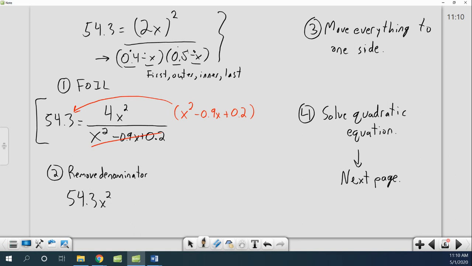Where's my calculator? 54.3 times negative 0.9 gives me negative 48.87 x's. So that's that one done, this one done. Now this one, 0.2 times 54.3 gives me positive 10.86. So this equals, and I still have this up here because I haven't done anything with it, 4x squared. Okay, we've removed the denominator.